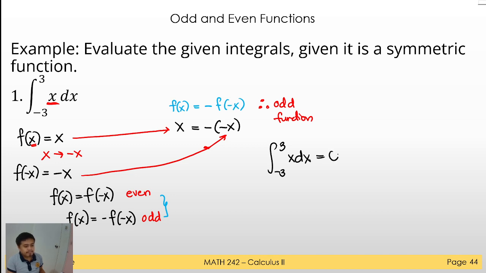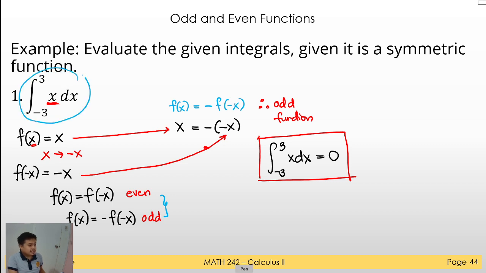Okay? So that is the quickest way to do this if you know that it is either an odd function or an even function. One way to do this, again, assuming that you do not know yet the odd and even function evaluation, is you can try integrating this directly, and the evaluation of this integral will still be 0. If you try, let's say, x squared over 2, and then substitute 3 and negative 3 here, this will still be 0.